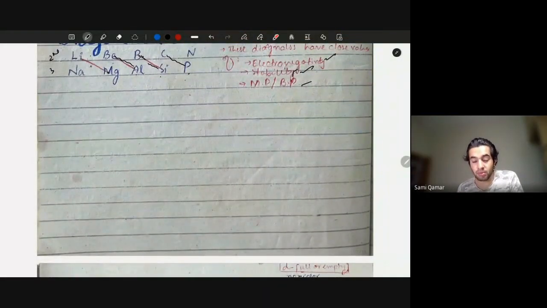If you remember this important thing, you can solve a tricky question when lots of things are given. If you know this diagonal relation, you can easily solve it. If they ask which one will have very close values of everything, you can easily answer.